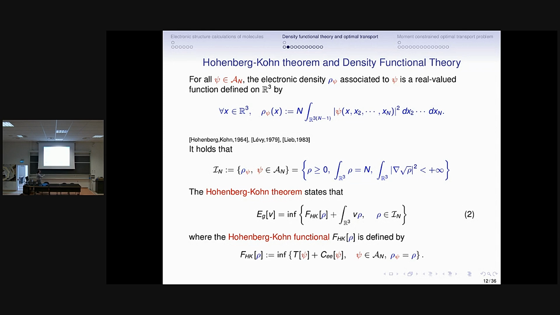Actually, the problem is that to identify this Hohenberg functional, you have to solve a problem that is at least as complicated as the original Schrödinger problem. So this is disappointing, and somehow you may feel that we have gained nothing. More precisely, this Hohenberg functional F_HK of rho is defined as the infimum, over all admissible wave functions the electronic density of which is equal to rho, of the sum of the kinetic energy and the electron-electron interaction energy.